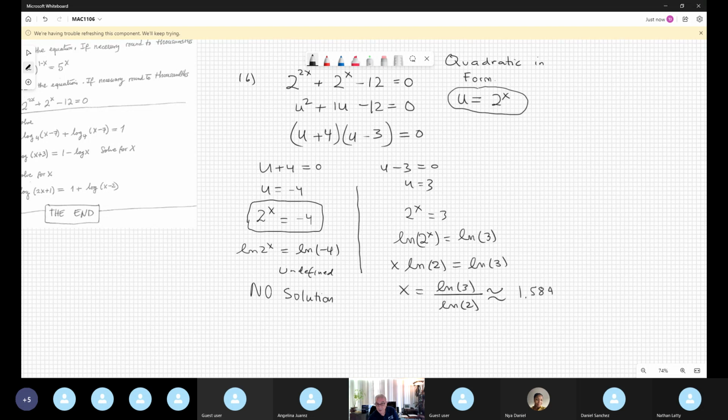1.584962501. We need 1, 2, 3, and 4 decimals. But this digit is important. It is greater than 5, so we increase: 1.5849 becomes 1.5850. This is my answer for this equation.